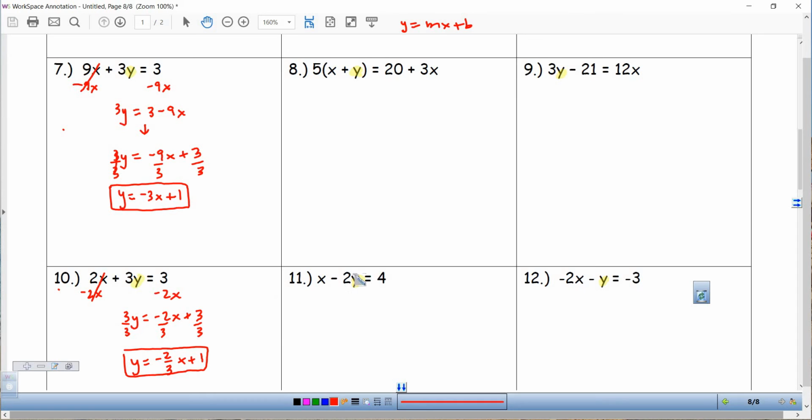All right, now this one's going to be a little more tricky over here because of that minus there, but not too bad. Okay, now again, my goal is to get that y by itself, so I'm going to eliminate this x.